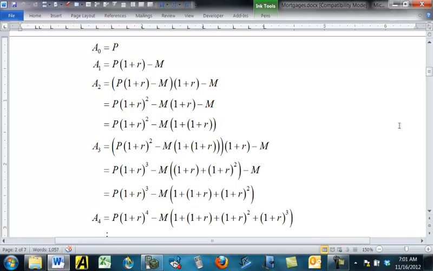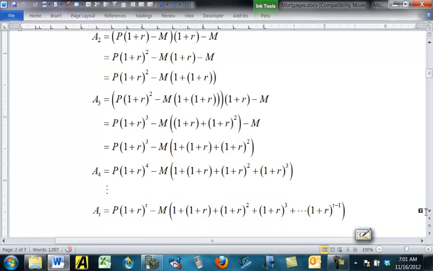And if you look at the next month, you're going to get P times (1 plus R) to the fourth minus M times (1 plus (1 plus R) plus (1 plus R) squared plus (1 plus R) cubed). The next month, it'll be P times (1 plus R) to the fifth minus M times parentheses 1 plus (1 plus R) plus (1 plus R) squared plus (1 plus R) cubed plus (1 plus R) to the fourth, and so forth and so on.